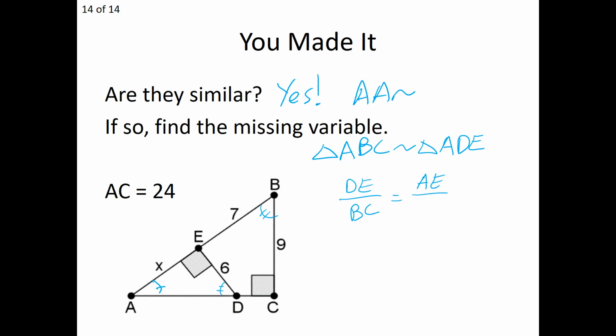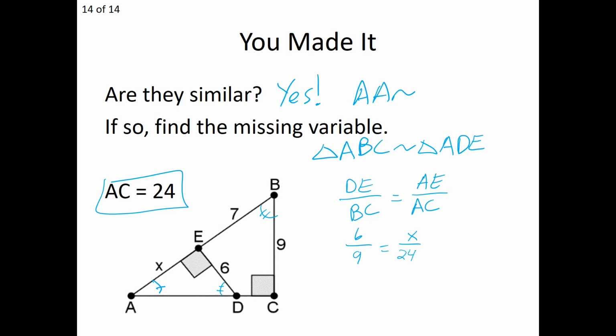We'll plug that x in just a second. And it corresponds to another segment of my larger triangle. If I look at my similarity statement, AE corresponds with AC. And if you look, I did give you the value of AC. Okay, it's 24. So now we know those values. Let's plug in what we know. DE is a length of 6. BC is a length of 9. AE is our missing variable x, and then AC is the entire length, 24.